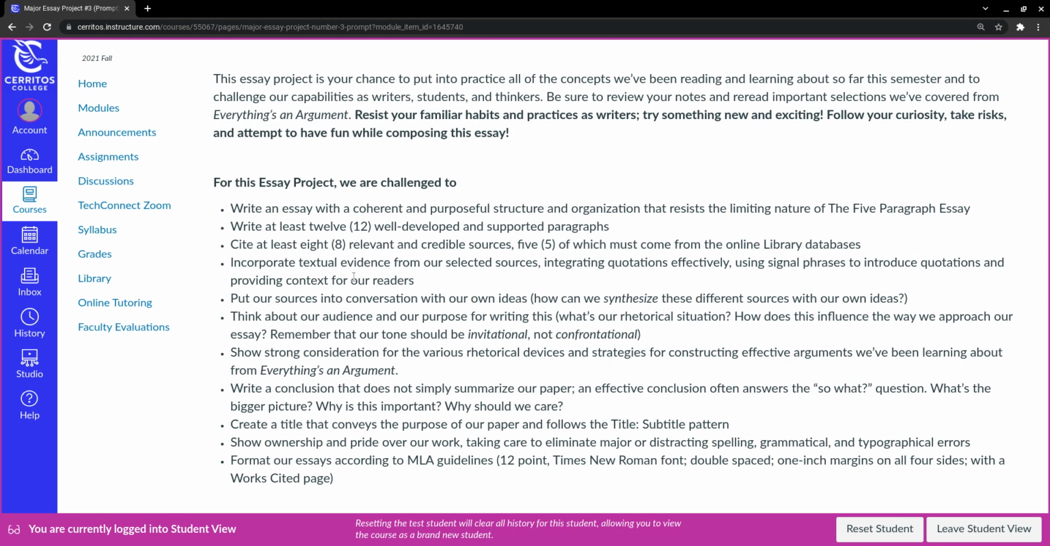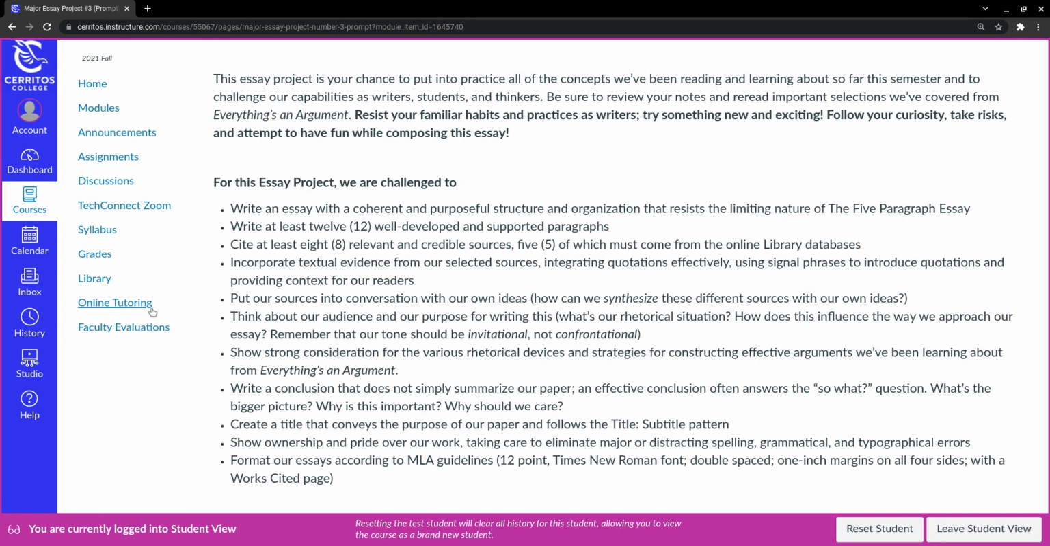We're challenged to incorporate textual evidence from our selected sources, integrating quotations effectively, using signal phrases to introduce quotations, and providing context for our readers. You can refer to the integrating quotations document that I introduced earlier in the semester, but we want to make sure we're integrating our quotations effectively by using signal phrases. We're providing context and background for our quotations. We're explaining our quotations, making sure that they are not speaking for themselves. You can find more information in the integrating quotations document.